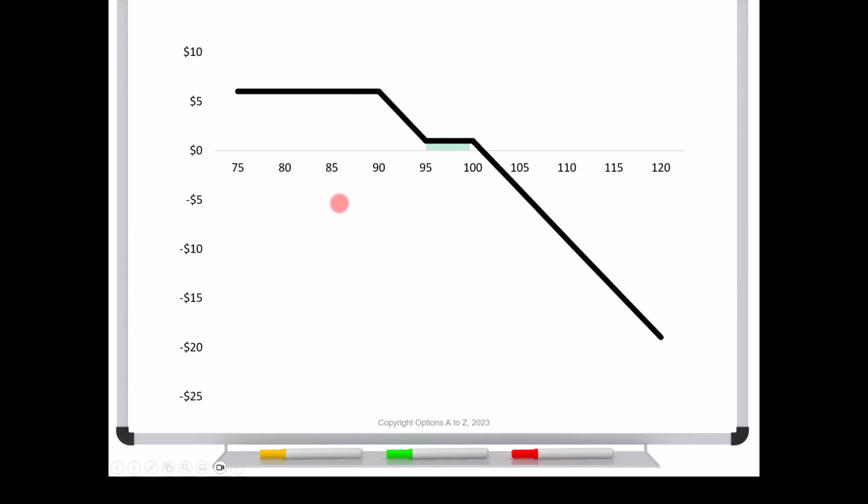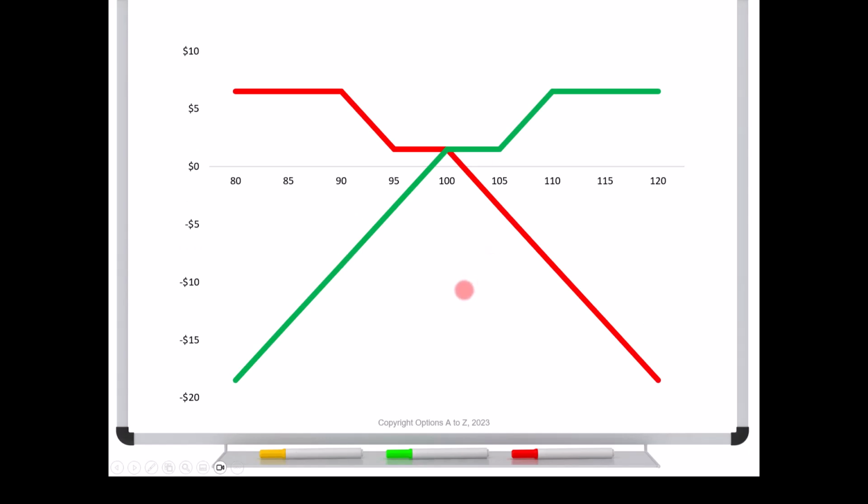So now that we've seen the super bear strategy in more detail, if you compare it to the super bull, it's just the opposite. This is a super bull in green, this is a super bear in red. Just mirror images of each other. Now, why you would choose a super bull or a super bear could be among a number of different reasons, but we'll have to save those for future videos.